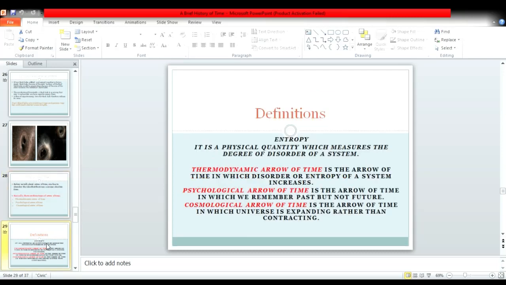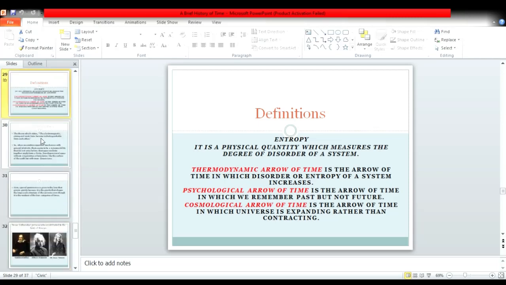Definition: entropy is a physical quantity which measures the degree of disorder of a system. Now let's talk about the thermodynamic arrow of time. It's the arrow of time in which disorder or entropy of a system increases. The psychological arrow of time is the arrow of time in which we remember the past but not the future, whereas the cosmological arrow of time is the arrow of time in which the universe is expanding rather than contracting.